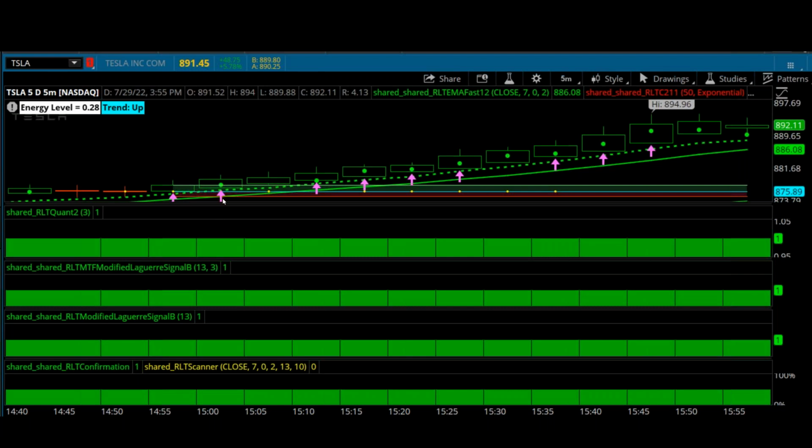Pop out of the box signal, everything's green. We went long right here, and we just rode this thing all the way up here. So that was a really nice trade in Tesla.